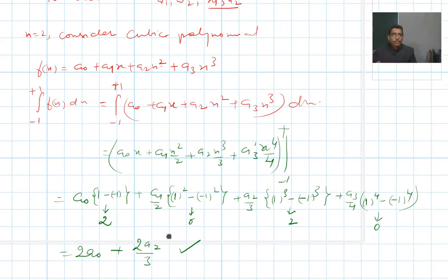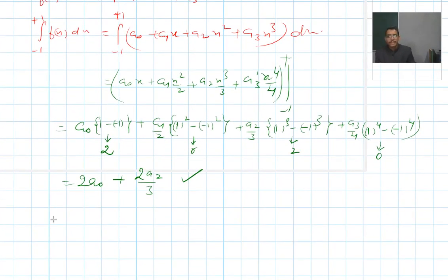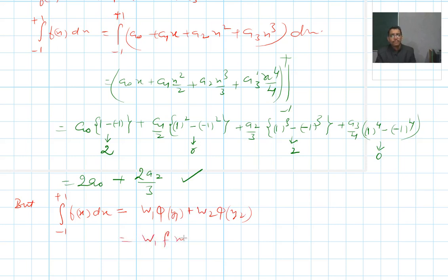But what we have assumed is that the integral from -1 to +1 of fx dx is equal to w1 phi x1 plus w2 phi x2, or you can also write it in this manner: w1 f of x1 plus w2 f of x2, right? So this is basically the idea of a dummy variable, one and the same thing.